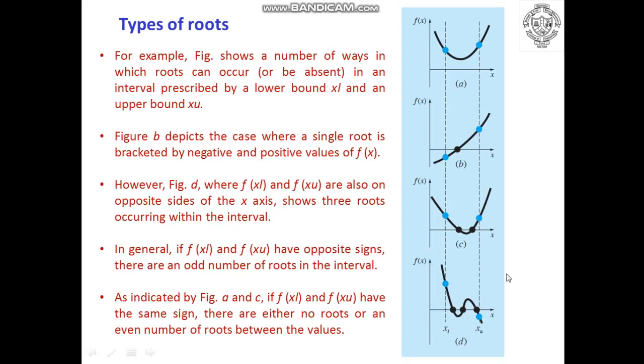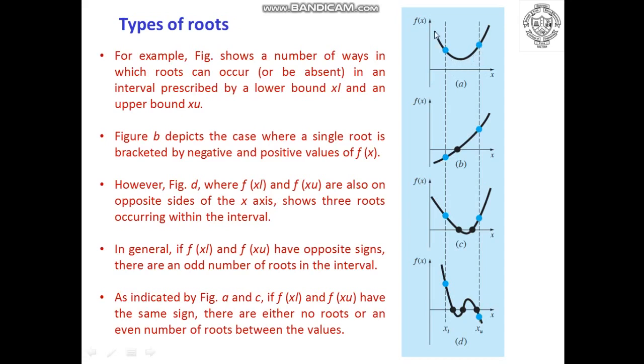Now let us consider the case of even numbers. For that we need to consider type C or type A. If you observe the graphs shown in A and C, you will find that f of xl and f of xu have the same sign, because the function of xl is represented by this point, and the function of xu is represented by this particular point.